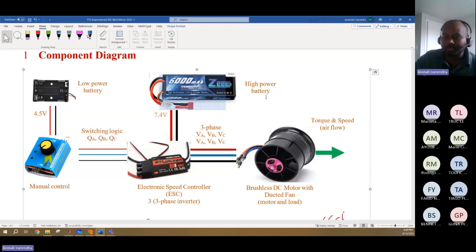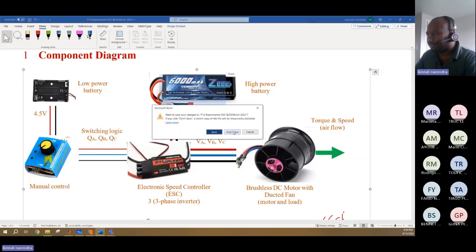These are the most commonly used motors in drones. I can show you the complete setup tomorrow. Right now I don't have the equipment at my home. Now, coming back to our topic.